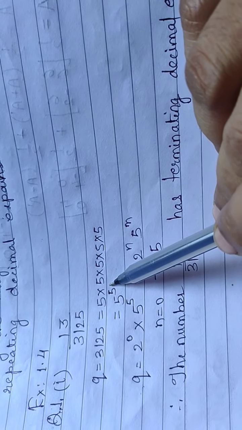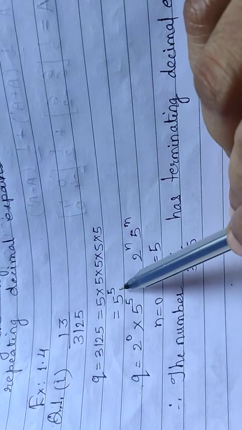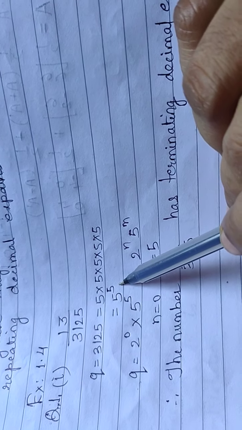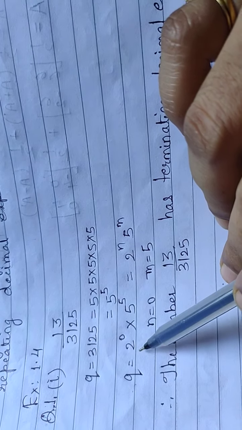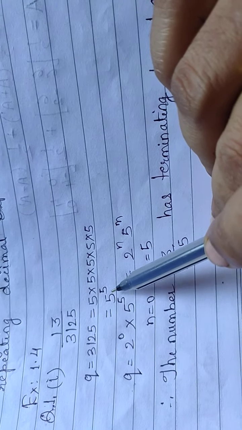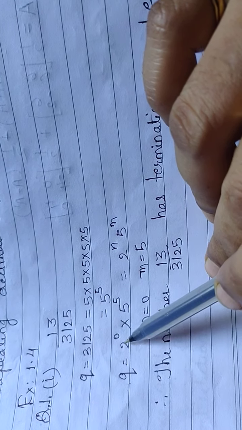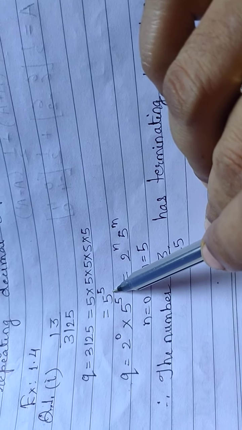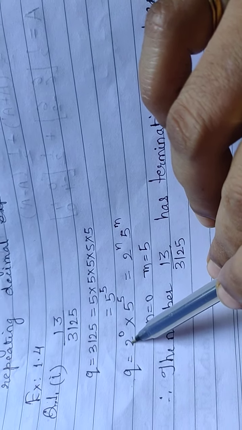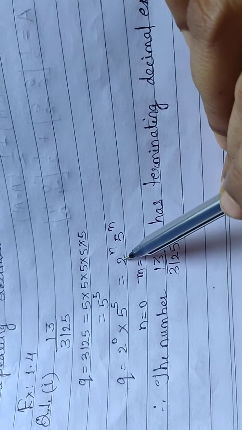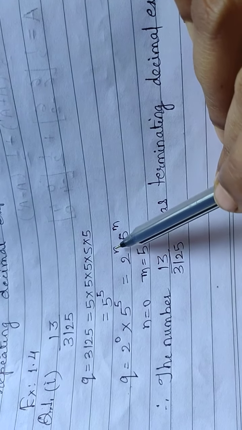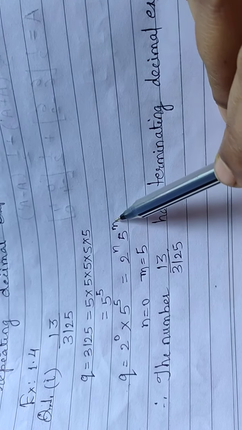That is 5 to the power 5. Okay, now there is no 2. 2 is not a factor of the number q, that is 3125. But we can write it as 2 to the power 0 into 5 to the power 5. So 2 to the power 0 is 1, 1 into 5 to the power 5. That is, it can be written in this form, 2 to the power n into 5 to the power m.